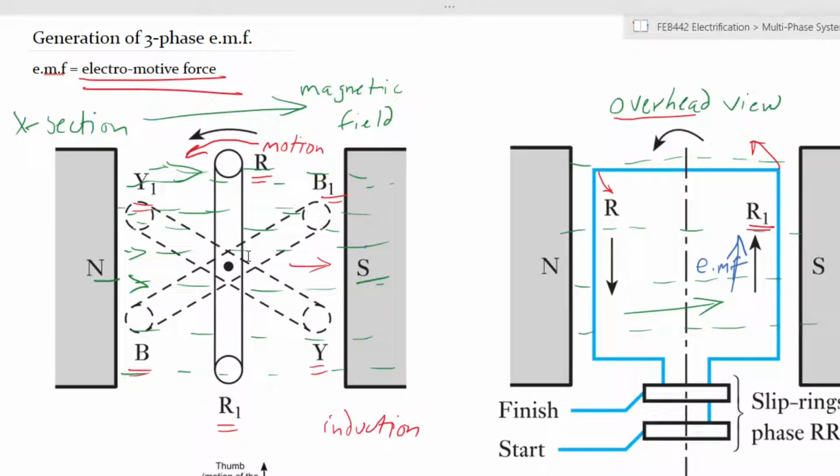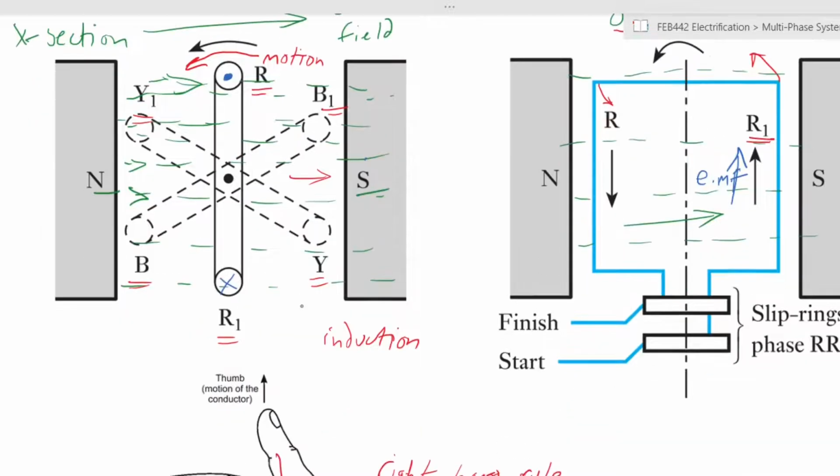Similarly, if we look at the left-hand drawing from the cross-sectional view, you would find that the motion is pointing, and then you have your electromotive force as if it is going inside in that direction. Usually we denote a cross-sectional electromotive force that is going into the screen with a dot and coming outwards with an X. So what does this mean?